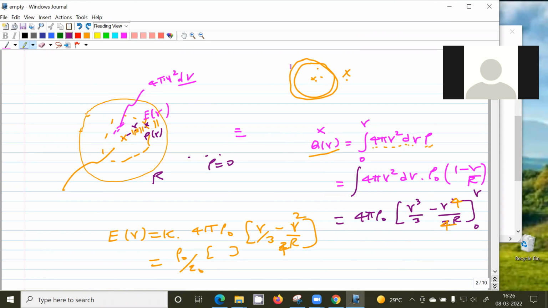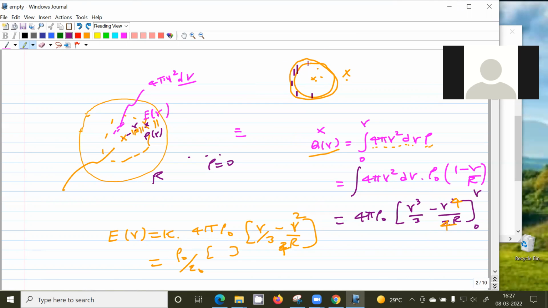I'm just asking the volume of the shell. Volume of the shell is only this volume, not the internal points. Internal points will not count. So there is this surface area, 4 pi r square, into this thickness. This is a standard integral concept. You are studying this in maths also, application of integrals. How will you find the volume of the spherical shell?